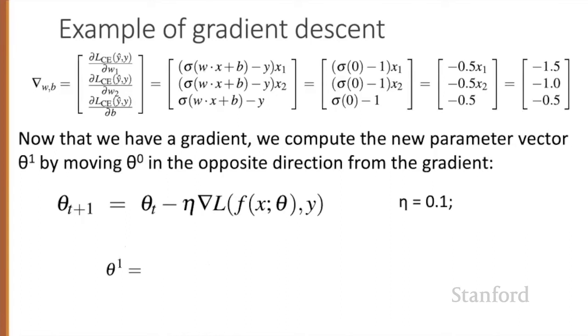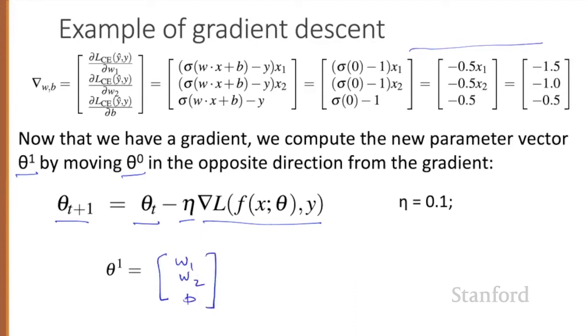Okay, and I just wrote this all up at the top here, so you have it for memory. Now that we have a gradient, we can compute the new parameter vector theta1 by moving the initial values of theta 0 in the opposite direction of the gradient. So the new theta is the old theta minus the learning rate times the gradient. So the new theta, we'll just write this out, is W1, W2, and B at time theta 0, whatever those values will be, minus the learning rate eta times our gradient, which we computed on the previous slide, and there it is up here.